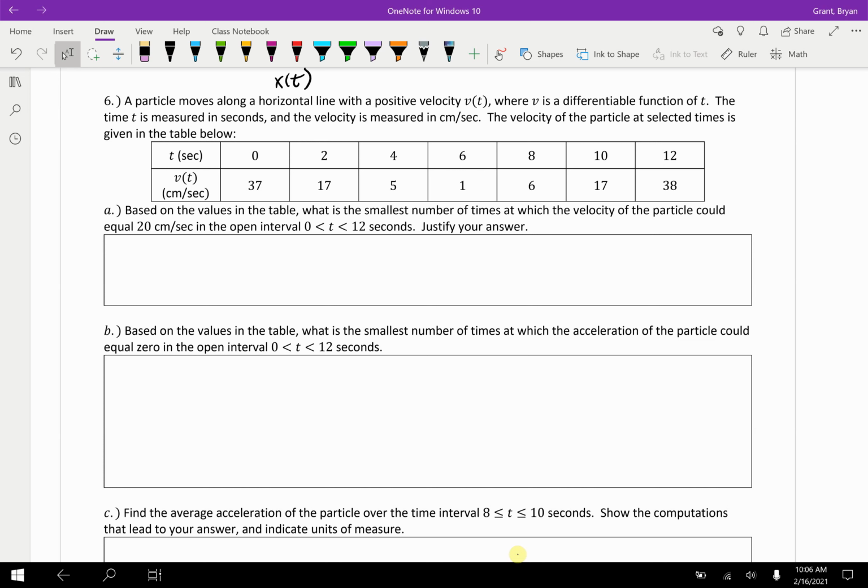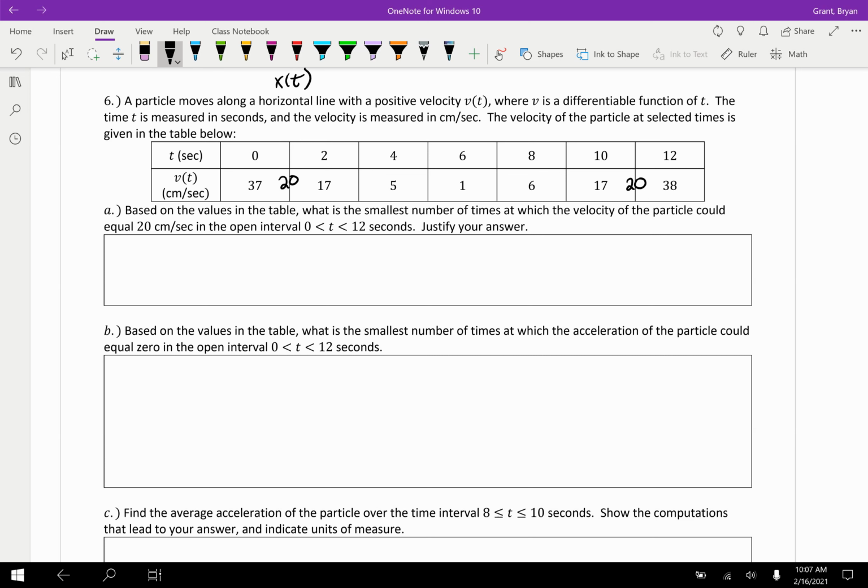Well, they gave us velocity. They're asking us about velocity. Let's just look at where 20 fits in. I have to go from 37 all the way over to 17 without skipping anything because V is continuous. So what happens here? Well, to go from 37 to 17, don't we need to cross over 20 somewhere in there? Not necessarily at 1. It could be at 0.1 or 0.2 or 1.9, but 20's got to be there. We go down to 1, then we start going back up again, have to get to 20 again over here.